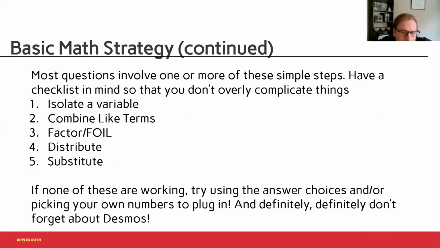A little more here. I mentioned some of these steps, but I have all my students make sure that they are aware and ready to use all 5 of these, which is truly basic algebra. Isolating a variable, combining terms, things we've been doing for years, factoring or foiling, which most people call factoring, distributing, and then substitution is probably number 1. Substitute coordinate points or a value for A or B and so on.